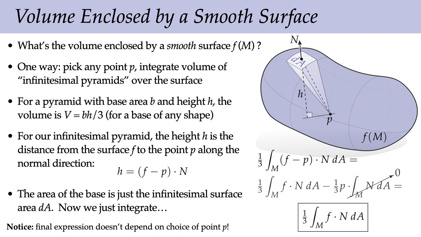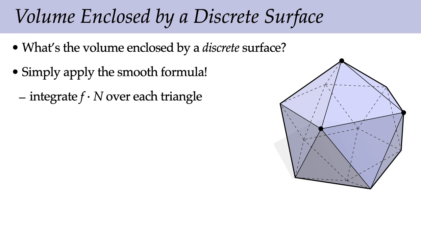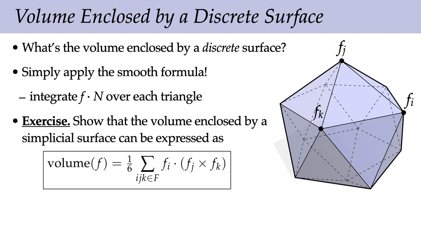Okay, so that's the volume for a smooth surface. How about the volume for a discrete surface? So we have our simplicial surface. We want to know the enclosed volume. Well, one way to do this is to simply apply the smooth formula. Simply integrate f dot n over the surface, or we can do that by integrating over each triangle and then summing up the result. And if you do this, you'll discover that the volume enclosed by a simplicial surface has a very nice simple expression. It's just 1/6 the sum over all triangles in the surface of f_i dot (f_j cross f_k), where i, j, and k are the vertices of the triangle.